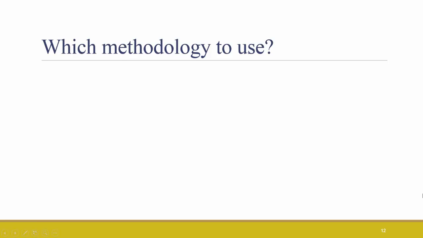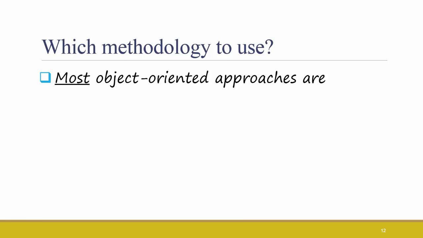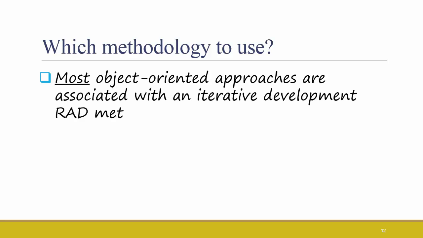Now that we know some key characteristics of the object-oriented approach, let's talk briefly about which methodology we should use if we're designing with objects. Most object-oriented approaches are associated with an iterative development RAD methodology. They're also sometimes used with Agile. For our project in our class, we're essentially following the waterfall development methodology, so it's not as well suited to taking the object-oriented approach and using objects in our analysis and design.